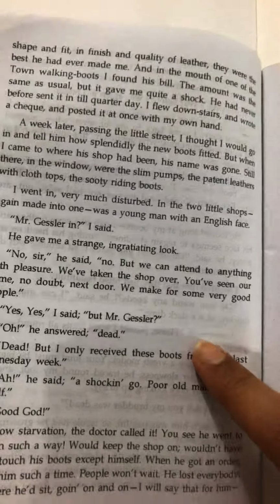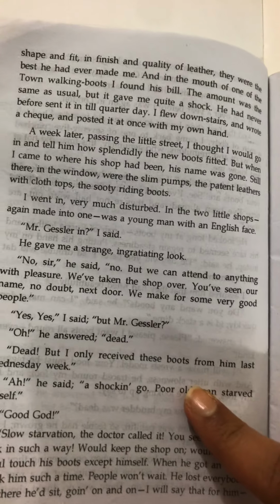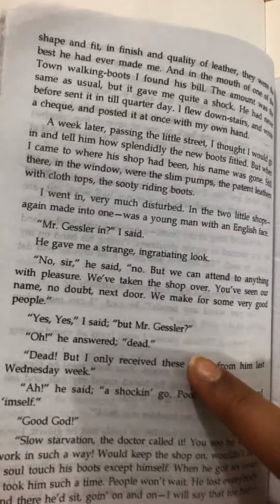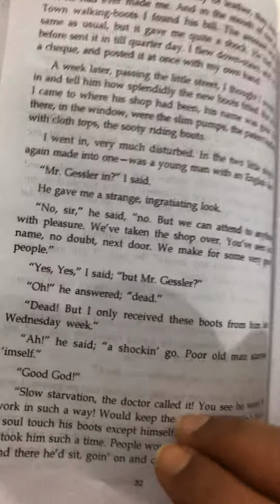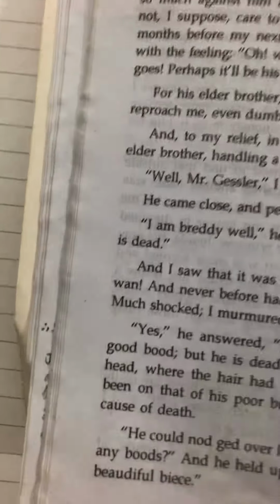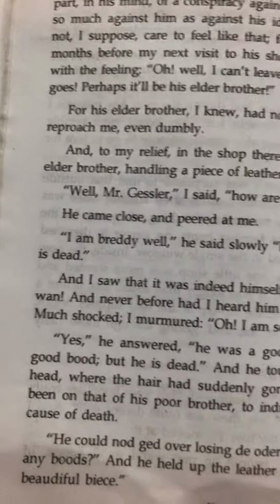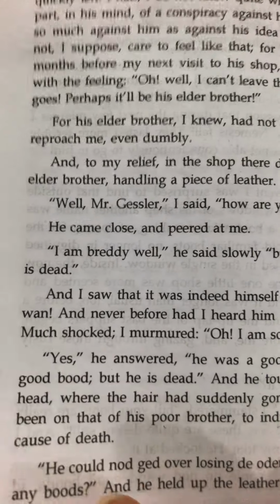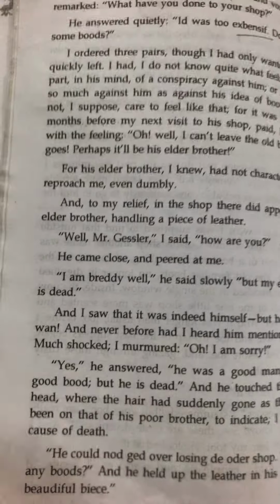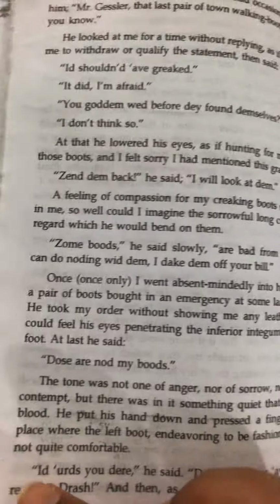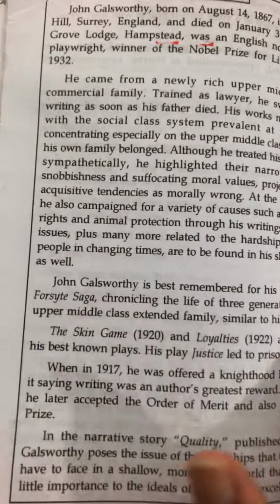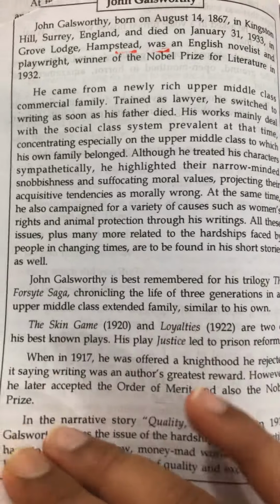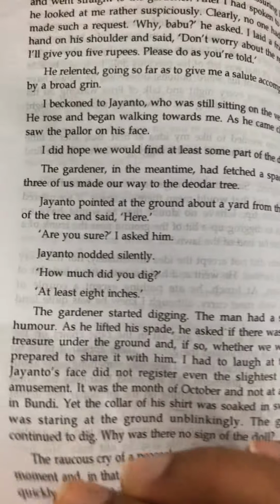Once the protagonist wore a shoe inside which was not his, and he knew just by looking at his foot, because he remembered all feet, remembered all shoes, that those are not my boots. You are not wearing my boots, and it is a little tight over there. It doesn't fit you well. And this is an amazing story by John Galsworthy.